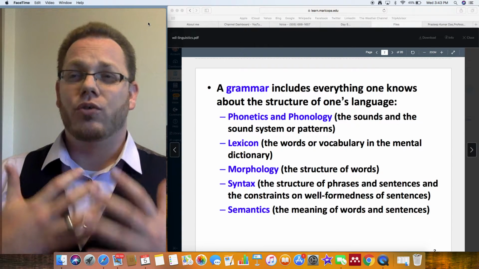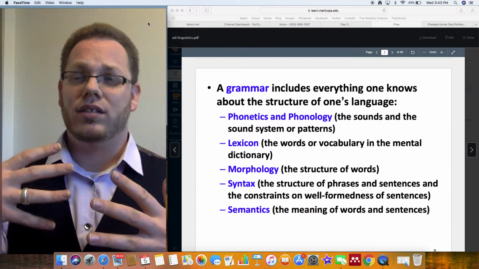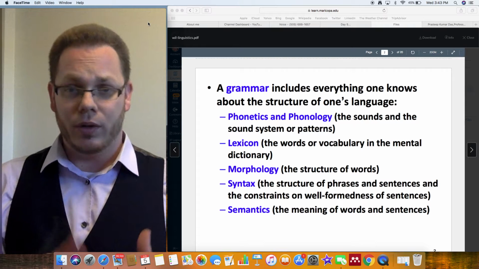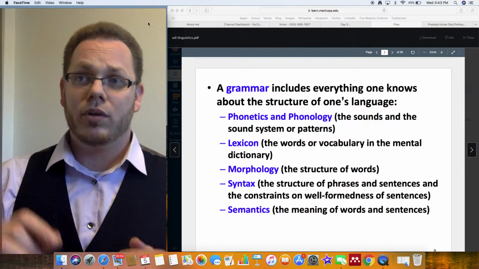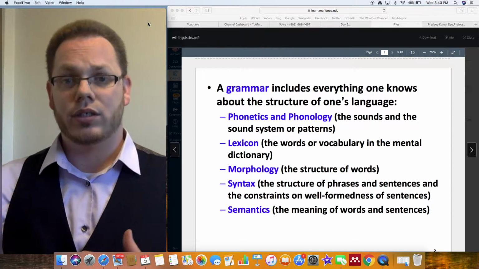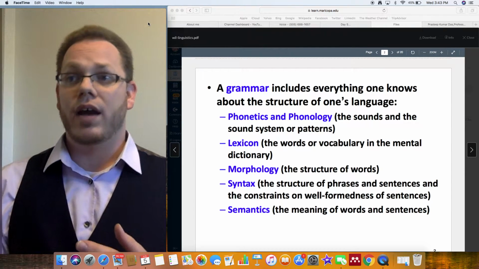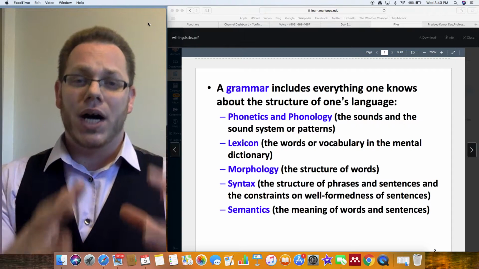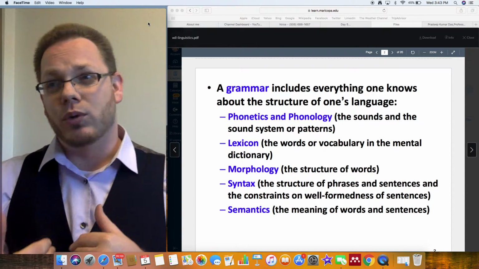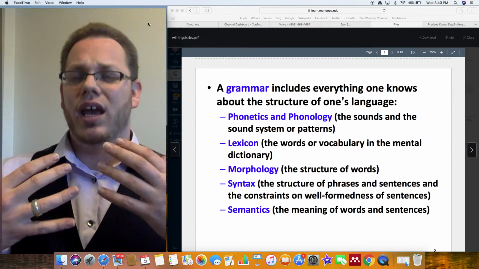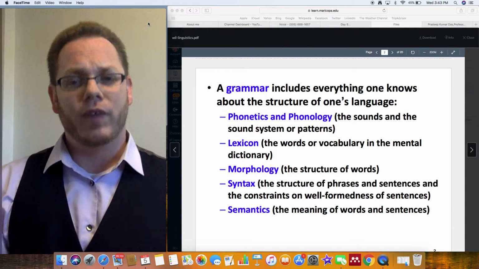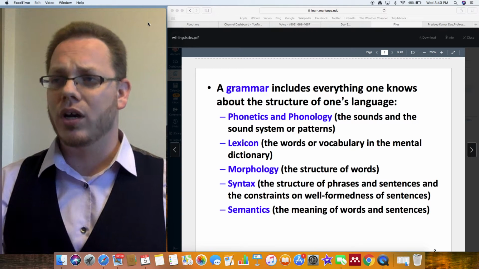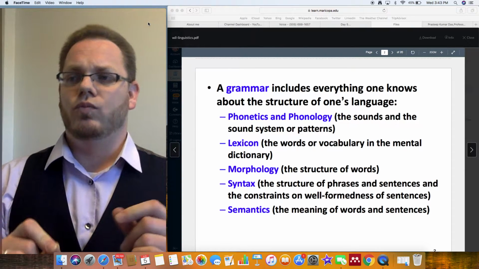A grammar is not a bunch of rules to follow, even though that's how we teach it, and I'll get to that in a moment. But when we think about grammar, we need to retrain ourselves to think not of a series of rules I have to follow, but a body of knowledge about my language that I can use to gain more knowledge about language and perform that knowledge more effectively.